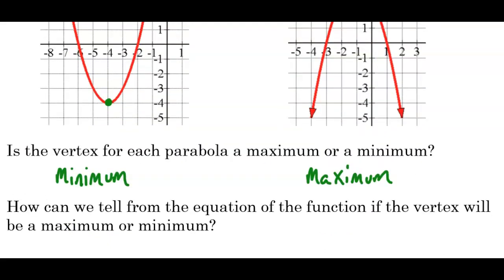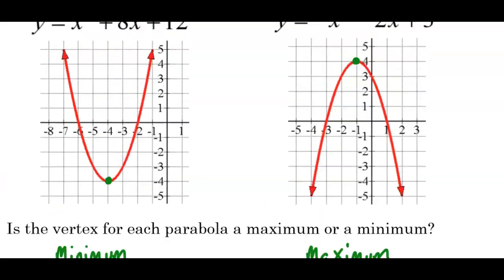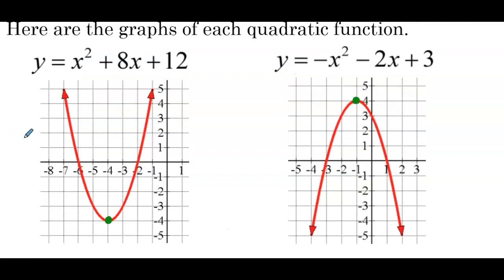So the next question is, how can we tell from an equation if the vertex will be a maximum or minimum? Well, let's look specifically at the x squared. Positive x squared, the parabola opened up. Negative x squared, the parabola opened down. So that value of a, the leading coefficient, dictates whether a parabola opens up or opens down, which then will define whether a vertex is a maximum or a minimum.